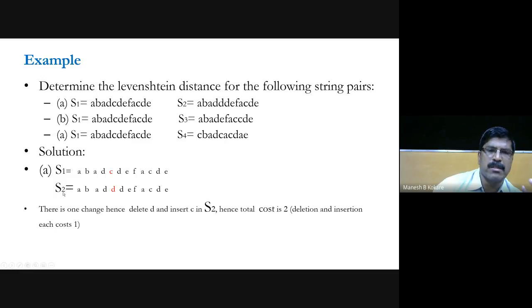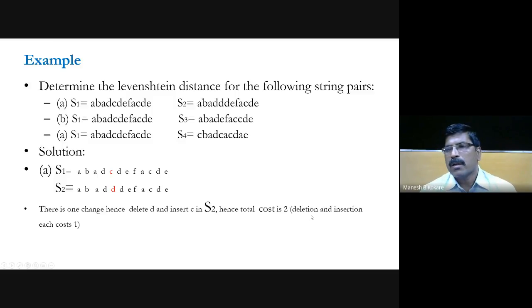Now, what is the distance between S1 class and S2 class? You have to delete D here, and then you have to insert C. If you delete this D and insert C, deletion will cost 1 and insertion will cost 1. So we are doing two operations, deletion of D and insertion of C, so that the languages of S1 class and S2 class become the same. So the distance will be equal to 2, and the cost will be equal to 2.